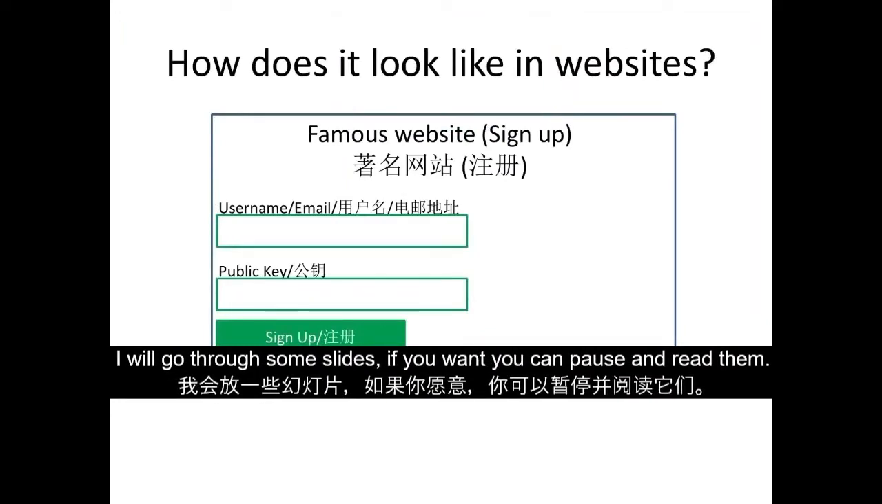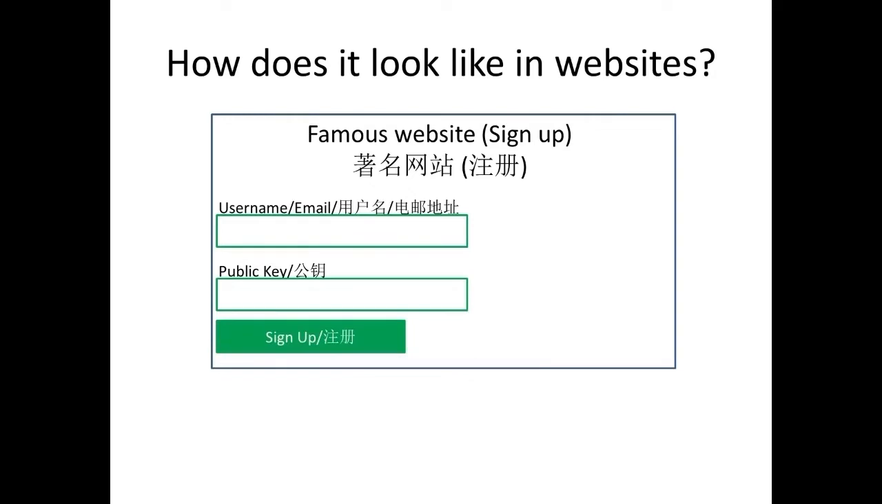I will go through some slides. If you want, you can pause and read them.